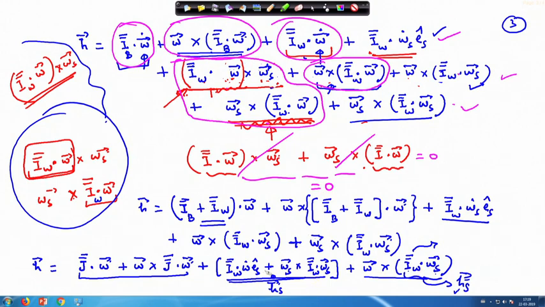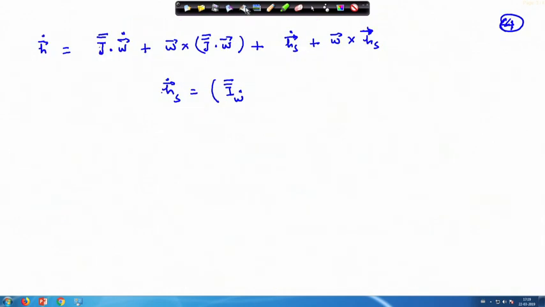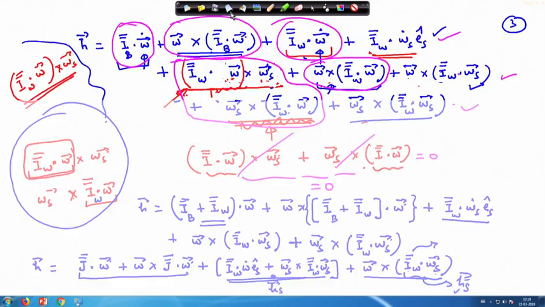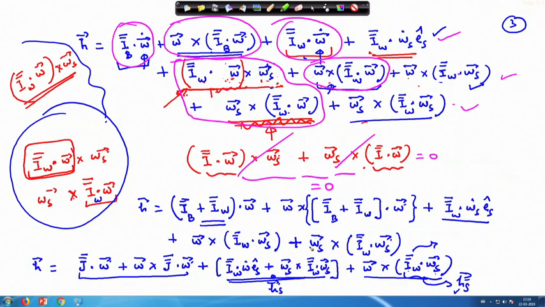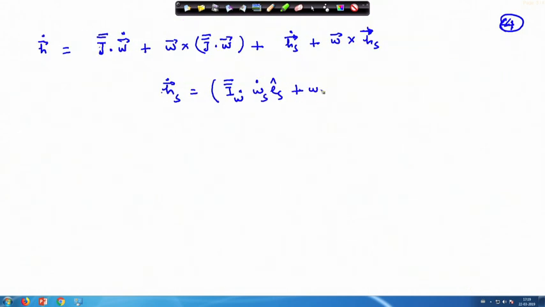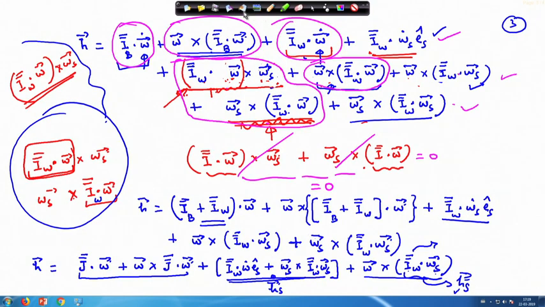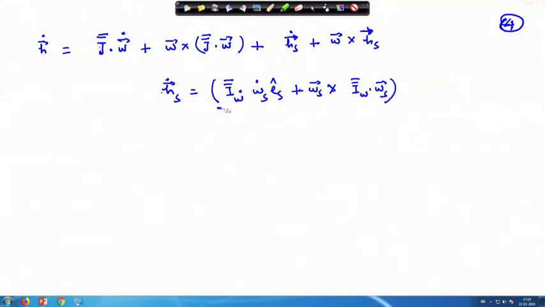Okay, so this term I am going to explain you, I w double dot times omega s dot times s cap plus omega s cross omega s. Now, look into this term, what this is.